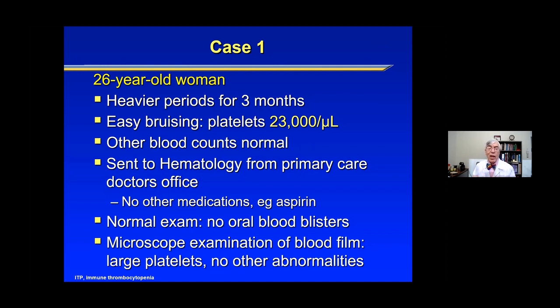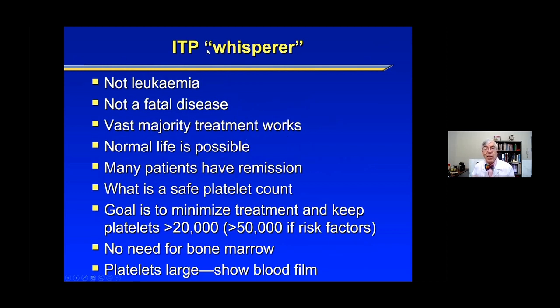My fellows call me the ITP whisperer, meaning that I talk to them about things maybe too much. I tell this patient, it's not leukemia. It's not a fatal disease. If you need to be treated, many therapies work. Normal life is possible, except possibly for playing rugby or bungee jumping. Most patients, if not all patients, have a remission at some stage. I'll discuss what a safe platelet count is.